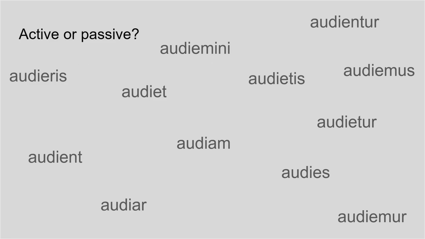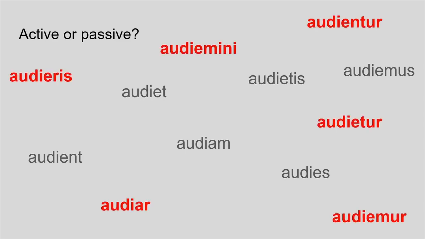So, are these active or passive? Another one of these, I'm going to give you a little minute, and then I'm going to flash up which ones are my passives. Hope you've paused the video if you wanted to. Otherwise, here are the passive verbs. So I've got audieris, audiemini, audientur, audietur, audiemur, and then audiar, which is my first person, which is why it has the a ending.